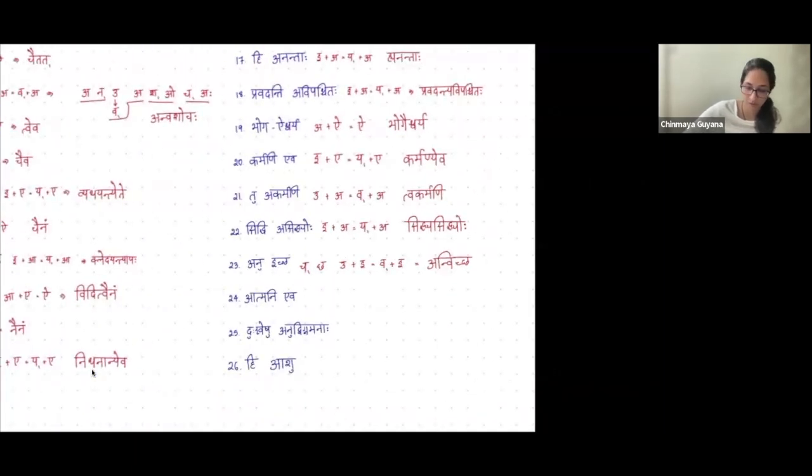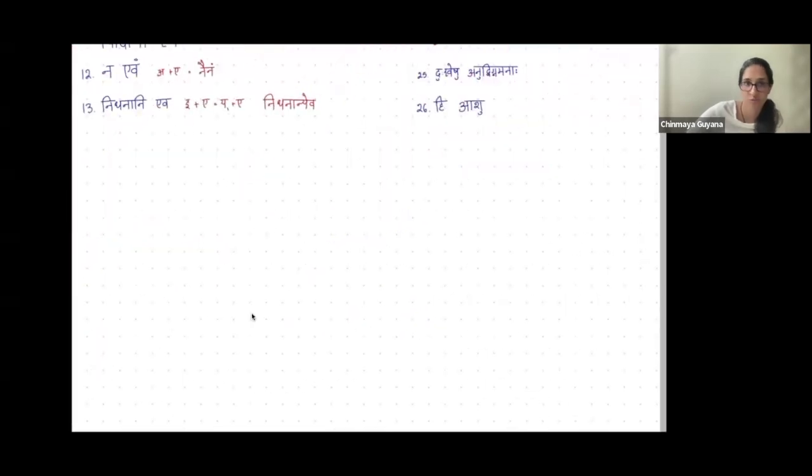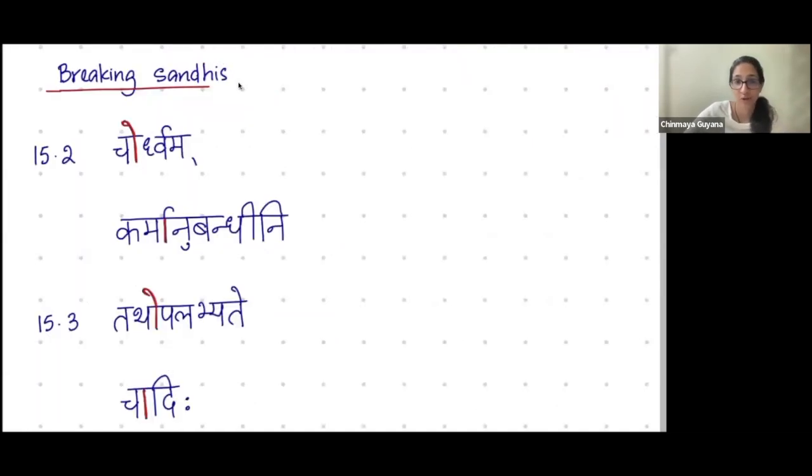The remaining 3 I'll do tomorrow because I want to tell you all your homework for today. We didn't get to do one more. I have one more rule I wanted to do with all of you, but that's okay. Today, your homework is going to be the opposite of what you have been doing so far. We have been joining Sandhi. Today, we're going to break Sandhi.